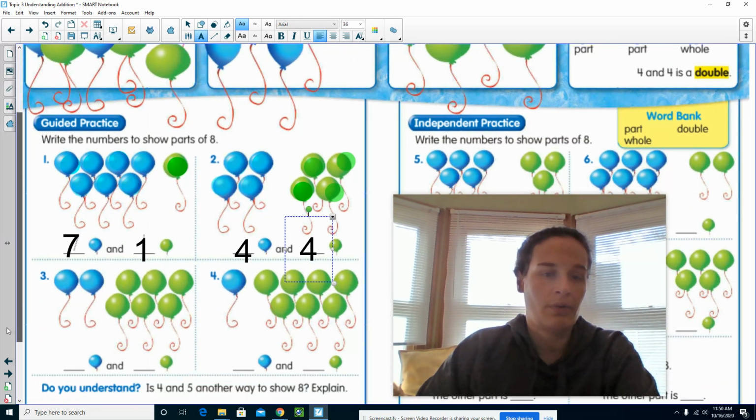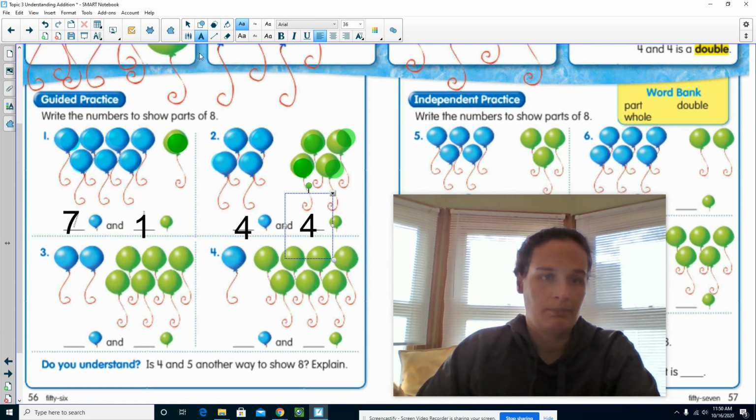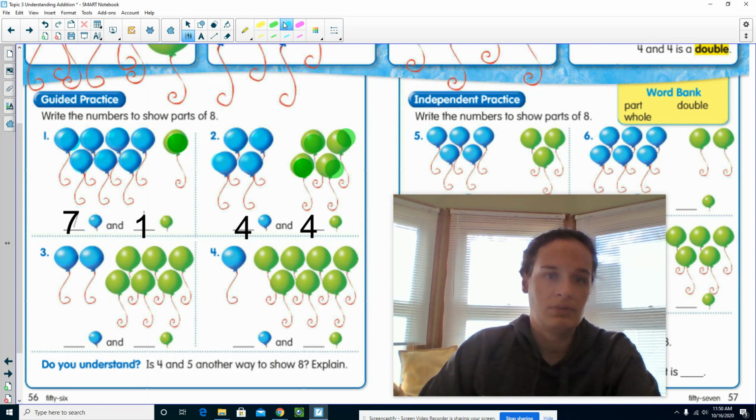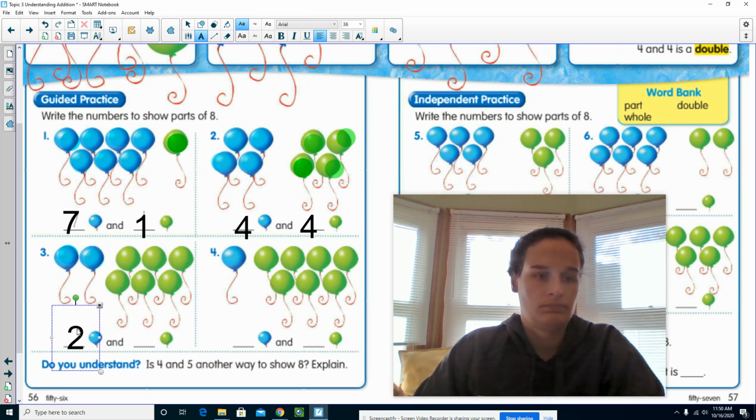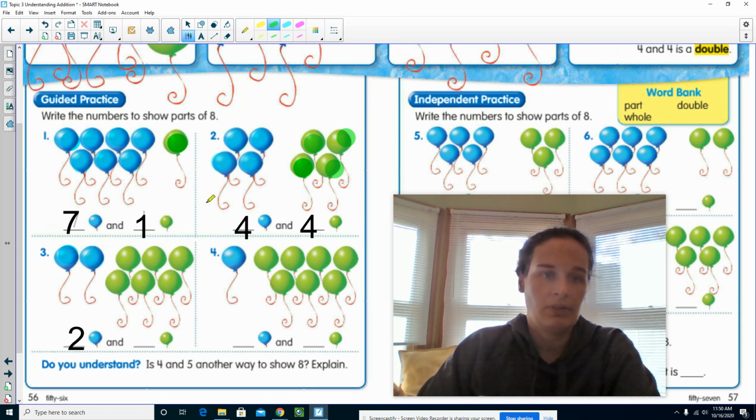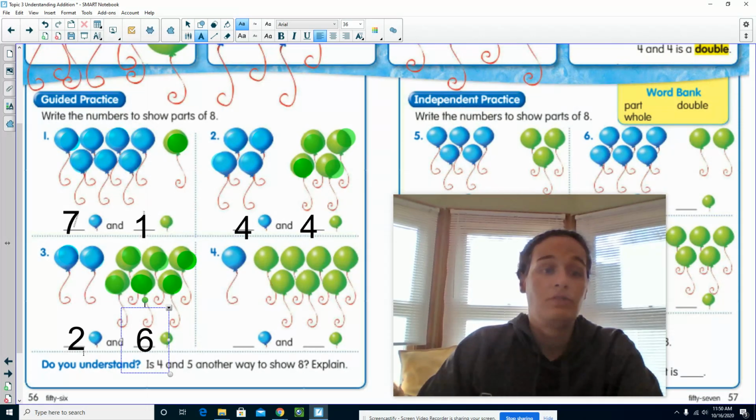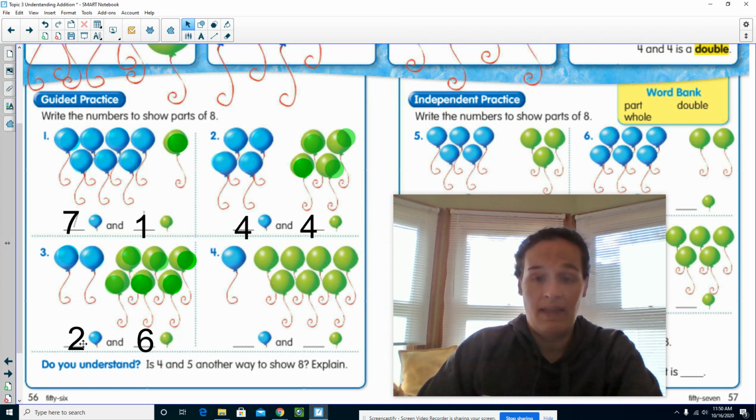We have one more we're going to do. Number 3. Let's start by counting the blue balloons. 1, 2. Let's count the green balloons. 1, 2, 3, 4, 5, 6. 2 and 6 are parts of 8. Say that with me. 2 and 6 are parts of 8.